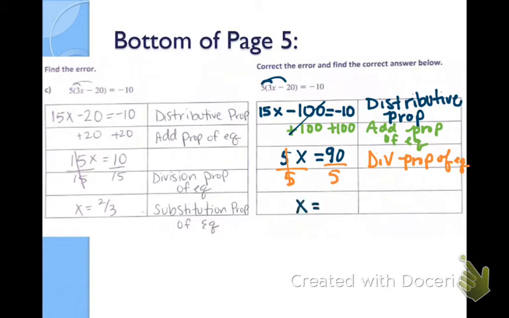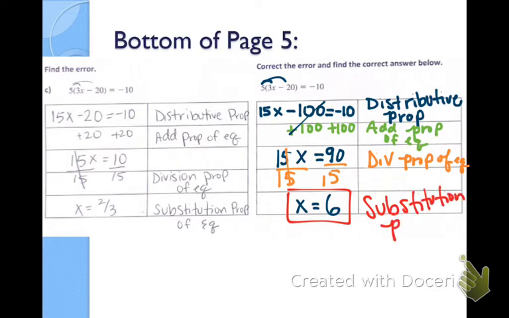What is 90? Ooh, it's 15. Yeah, I was going to say. Sorry, it's a 15. That's why I'll give bonus points if you find the errors and tell me them before I get all the way down there. 90 divided by 15 is 6. And every time you circle your answer or box your answer, what property is this? Substitution. Because I could substitute 6 in for every x. And it would remain an equation. It would remain equal.